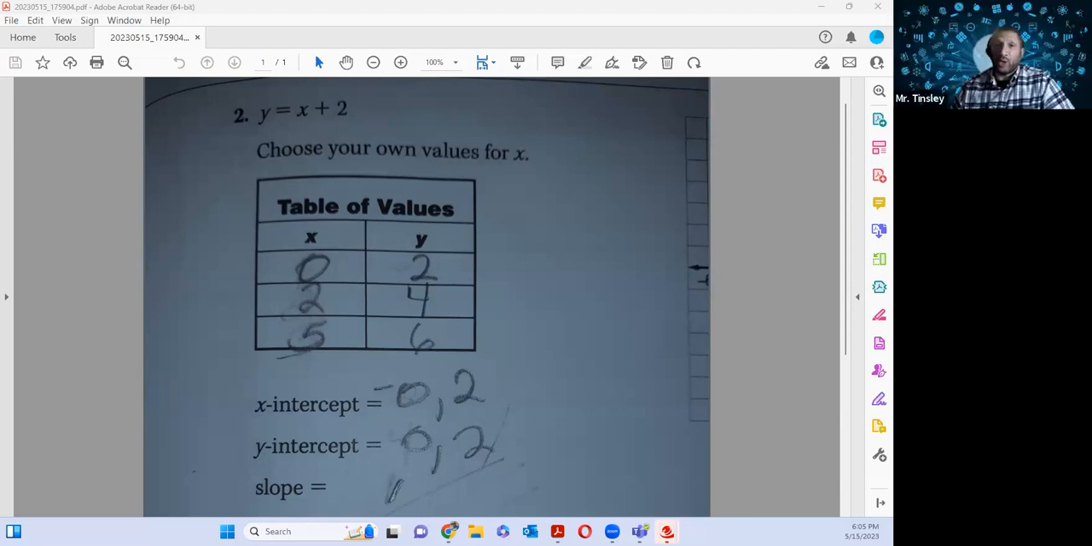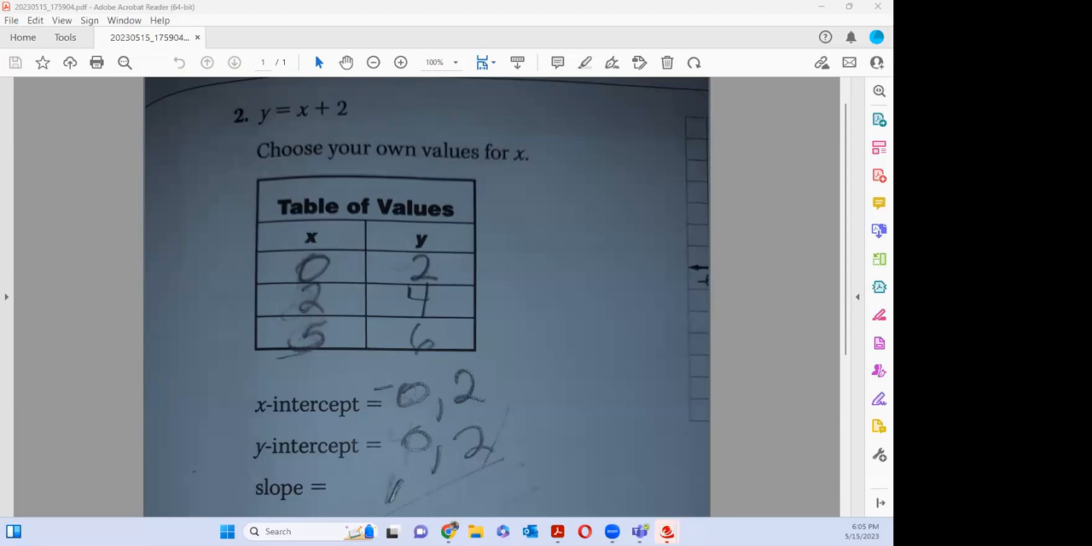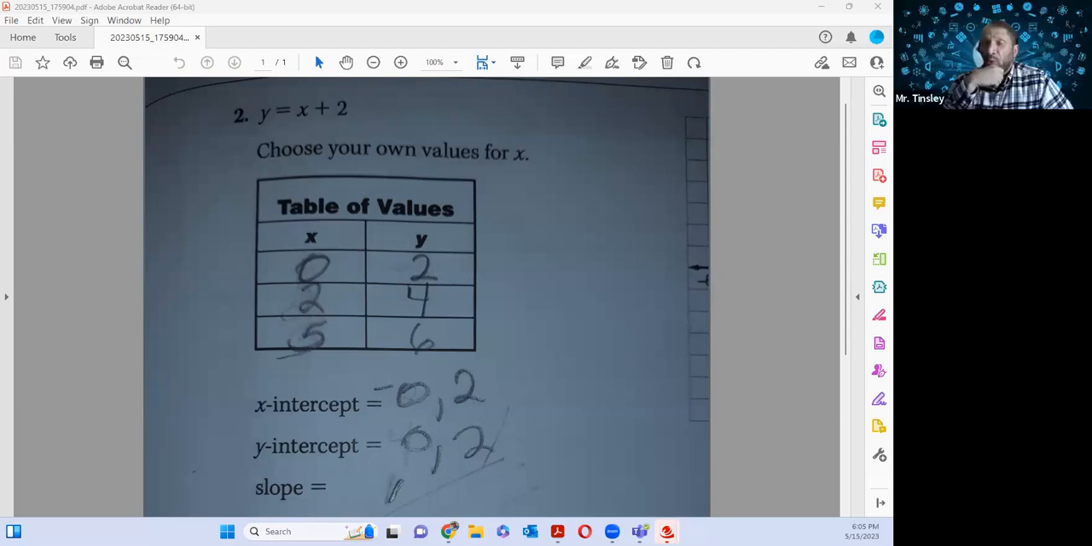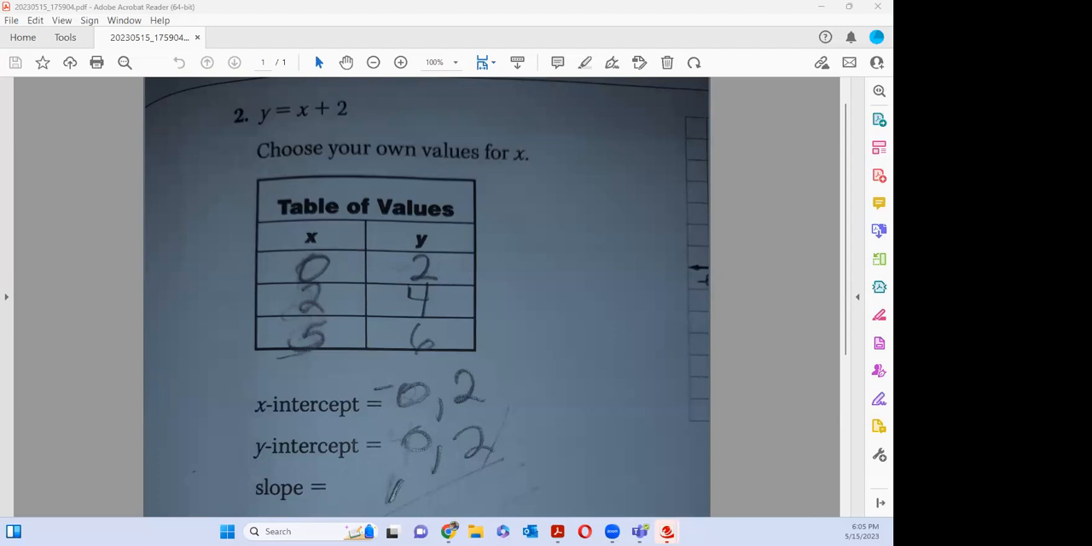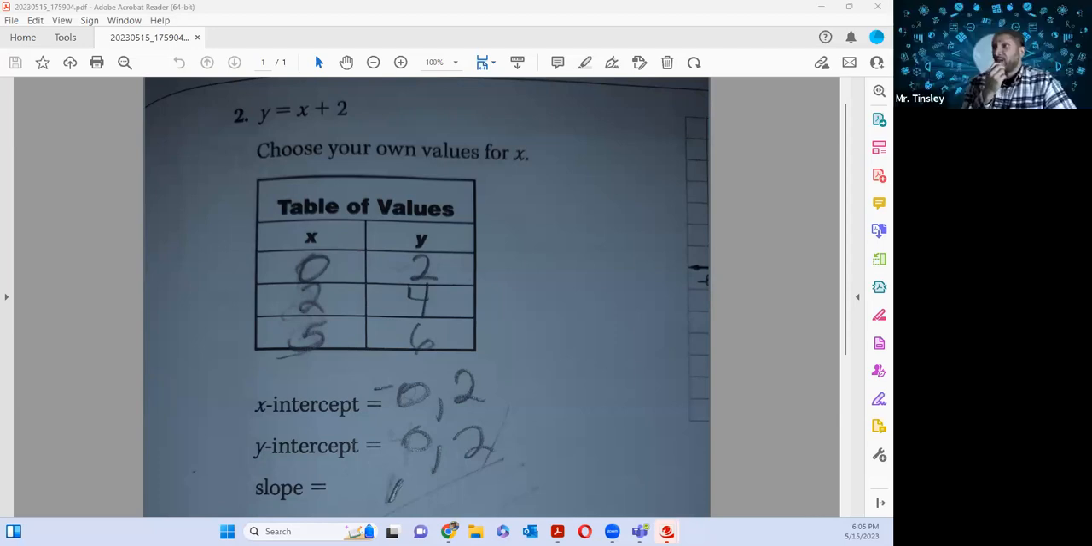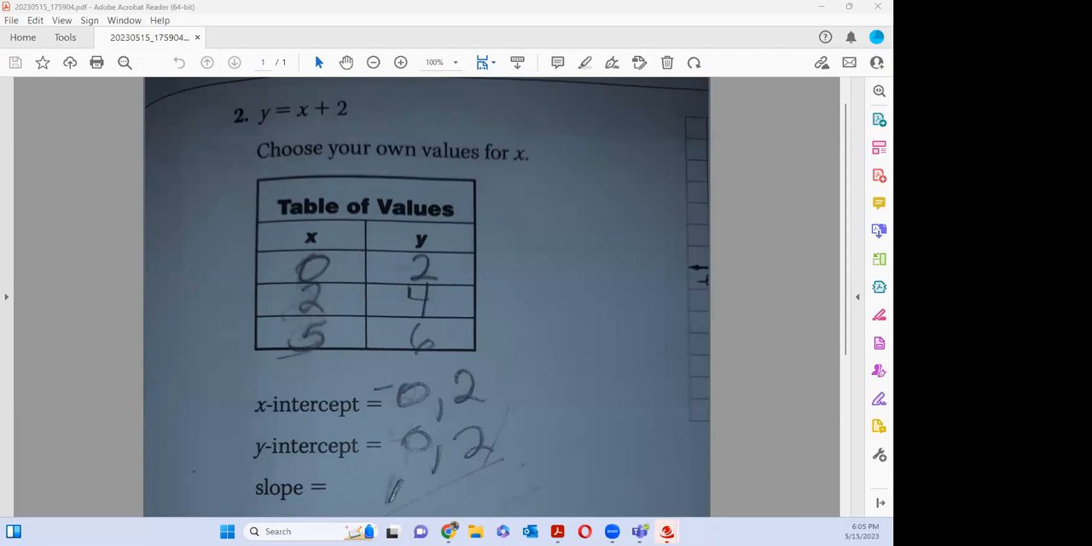Can somebody tell me what the y-intercept is? It is 2. Yeah, it is 2. But what is the definition of the y-intercept? Y equals mx plus b. That's true, but what is the definition? Like, what does it mean? Okay, the definition of it.